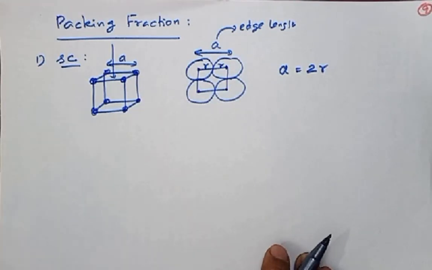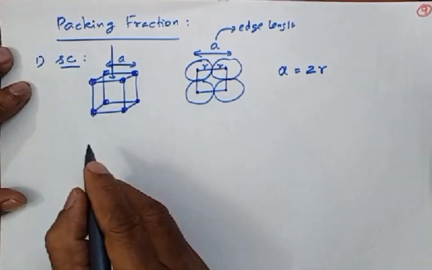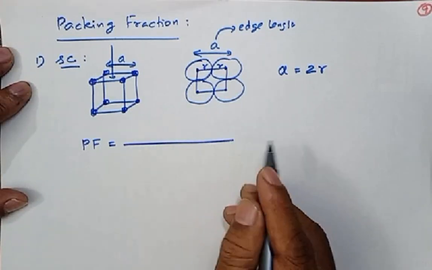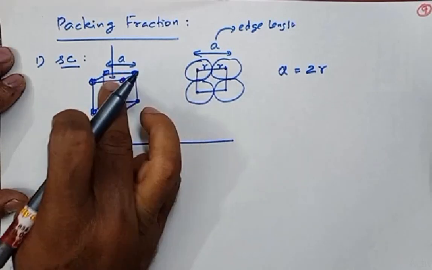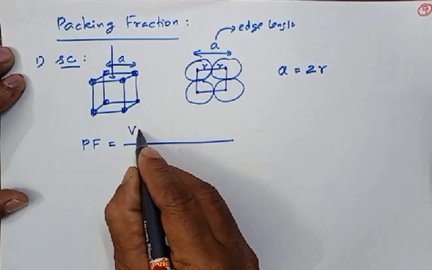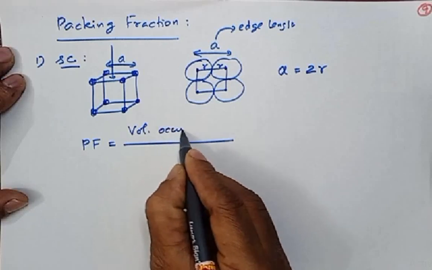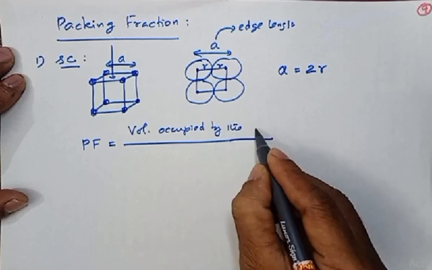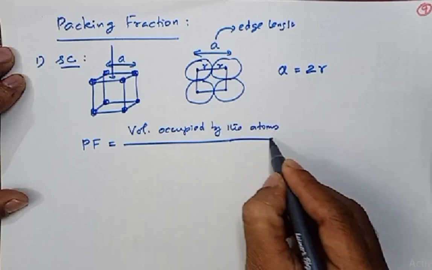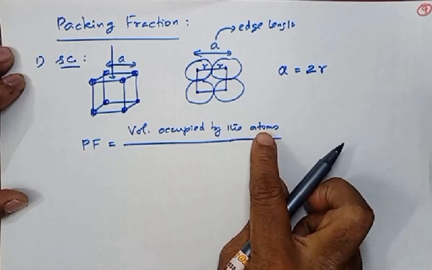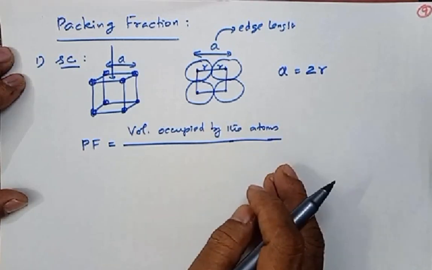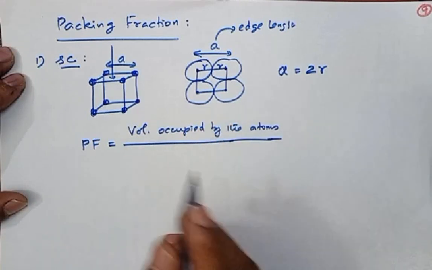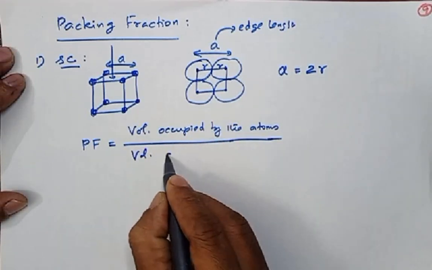Take note. Packing fraction, let me write simply PF. Packing fraction is nothing but the volume occupied by the atoms in the unit cell. I am just using the word atoms here, but in a crystal there may be molecules or ions instead of atoms. Whatever it is, it is the volume occupied by the particles divided by the volume of the unit cell.